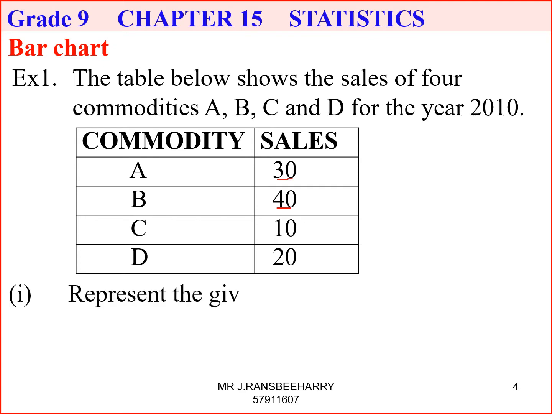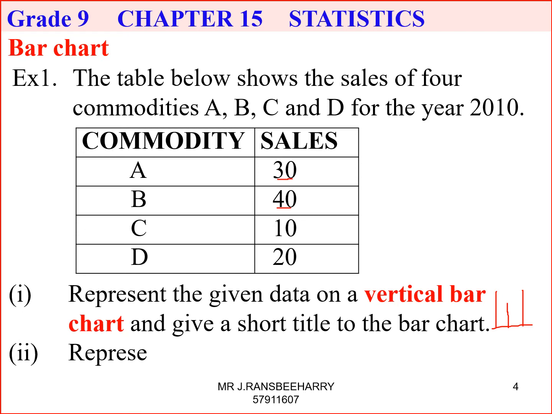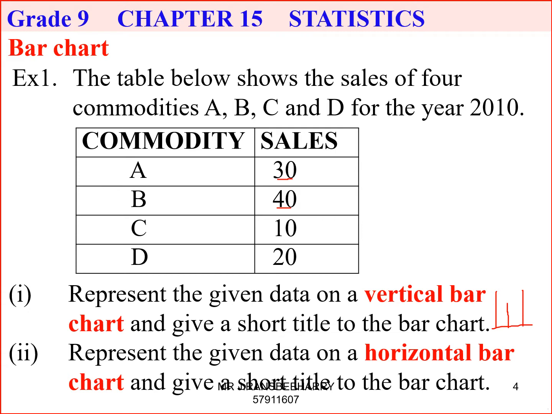Firstly, represent the given data on a vertical bar chart and give a short title to the bar chart. So firstly, vertical bar chart means the bars are going to be vertical. Secondly, represent the given data on a horizontal bar chart and give a short title. So horizontal, the bars are going to be horizontal.